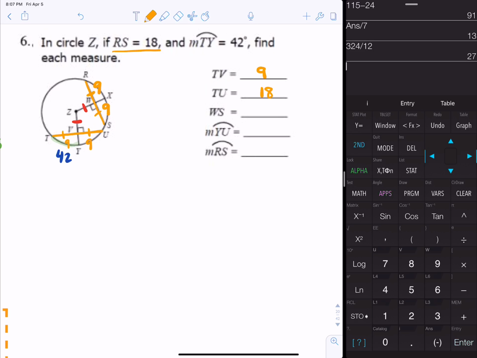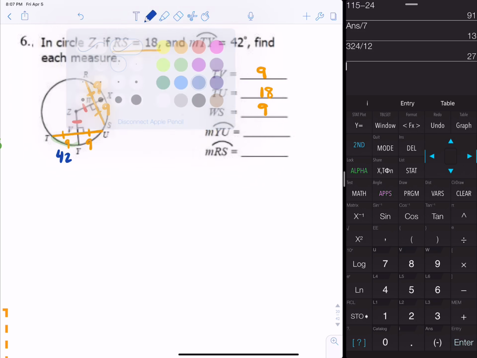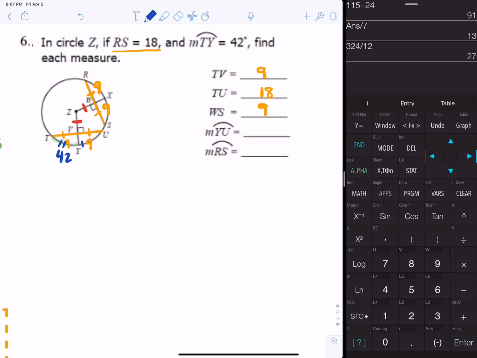WS would be 9. And then they want arc YU. So YU would be equal, like these are equal right here. So that would also be 42 degrees. And then they want arc RS. So RS, the arc, would be equal to the 42 plus the 42 because it's equal to the ones that are on this side, but we just have to add it up. So that would be 84 degrees.